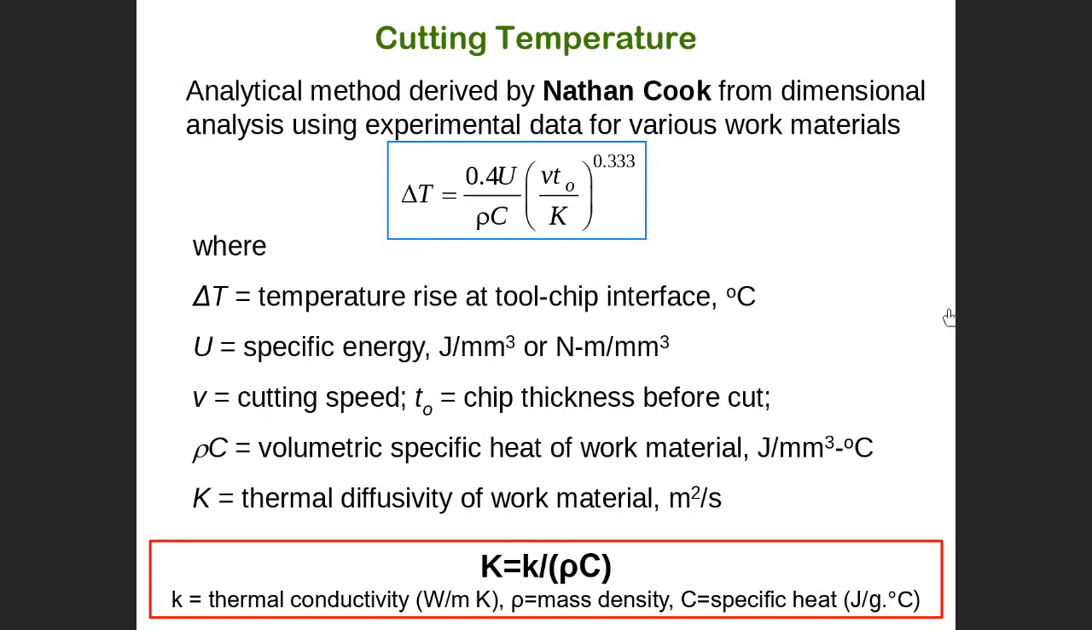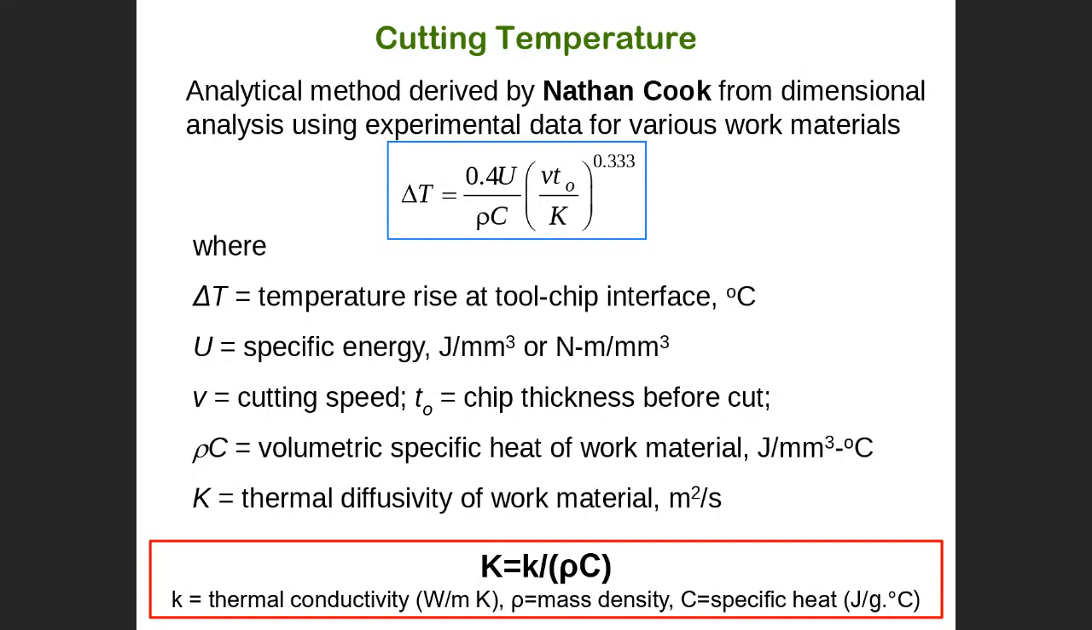Then Cook is a scholar who proposed this kind of empirical equation to calculate the temperature rise in a cutting zone. This one is equal to 0.4 U divided by rho C, multiplied by V t0 divided by K, to the power 0.333. U is the specific energy, rho is the density, C is the specific heat, V is the cutting speed, t0 is the uncut chip thickness, K is what we call thermal diffusivity.